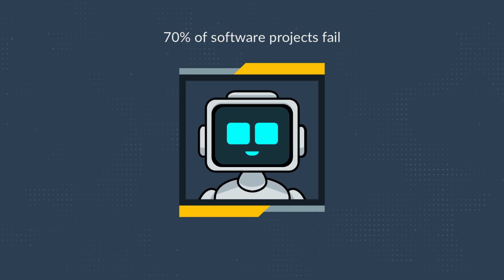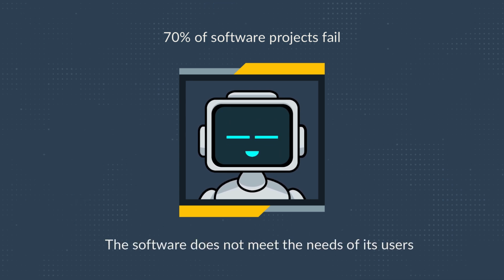70% of software projects fail due to unrealistic expectations, insufficient resources, or poor management. However, upon deeper analysis, the core issue always boils down to one fundamental problem: the software does not adequately meet the needs of its users.